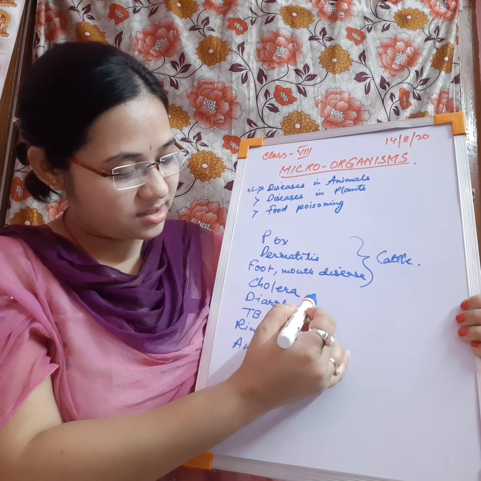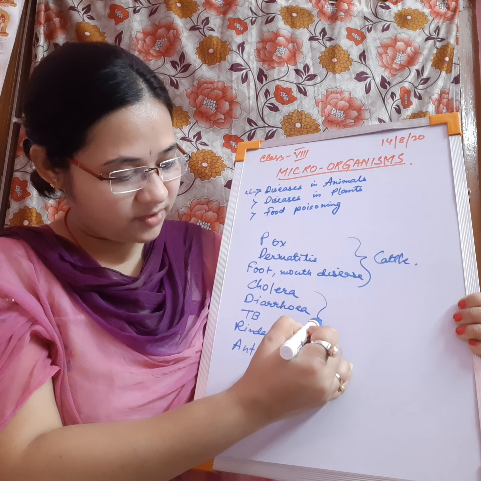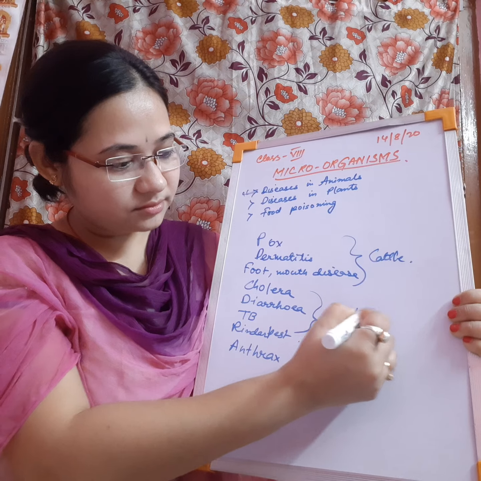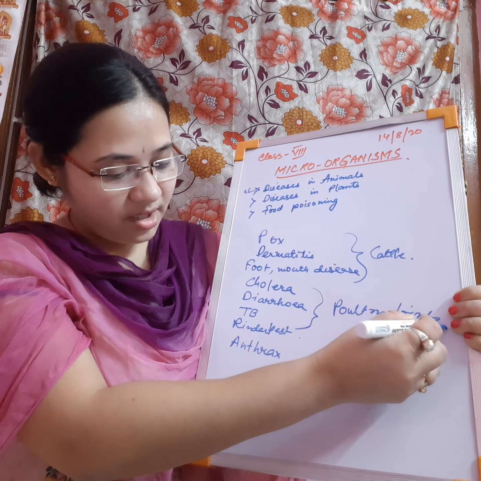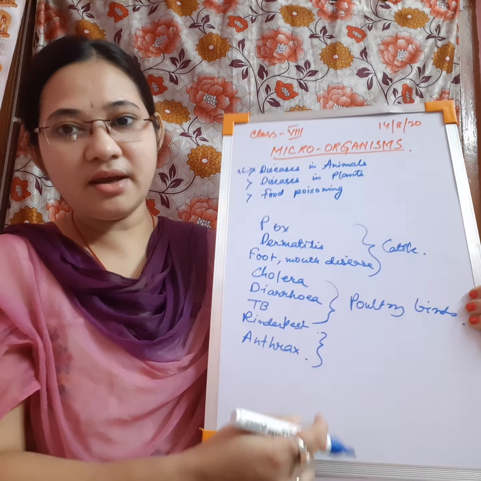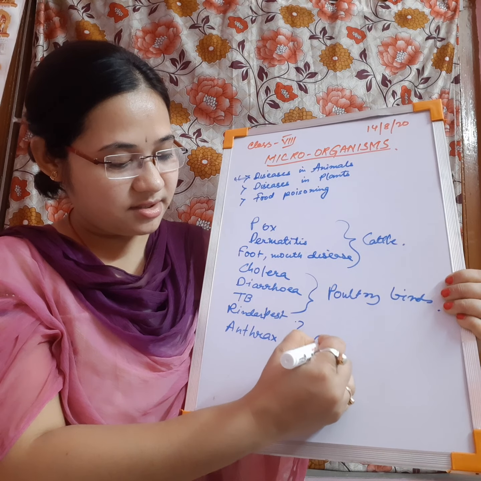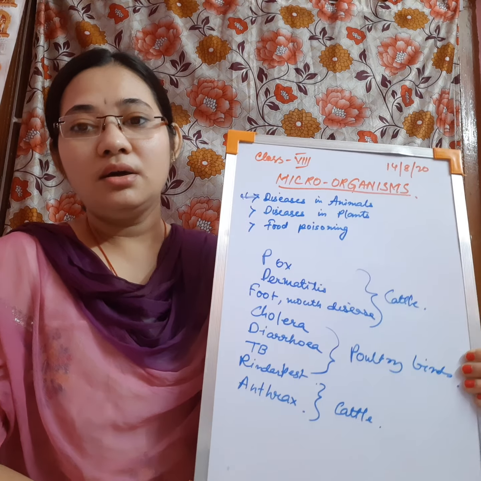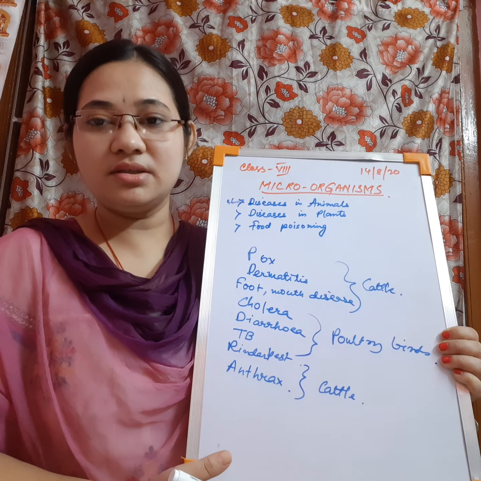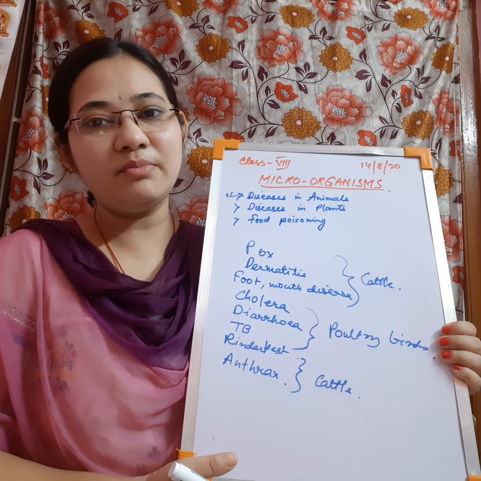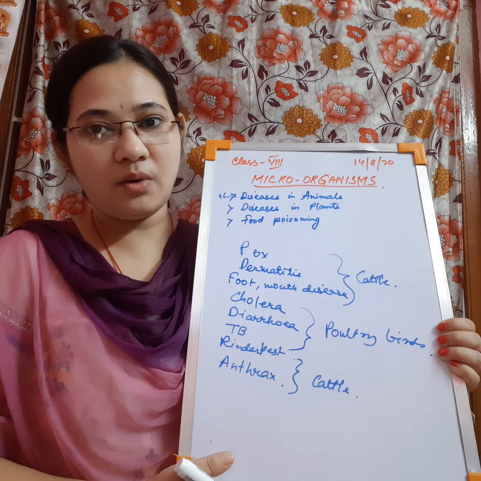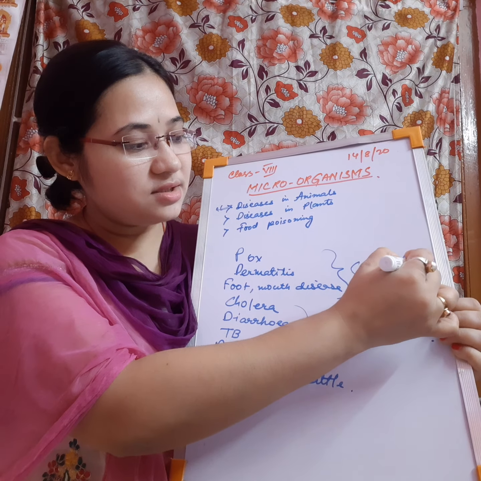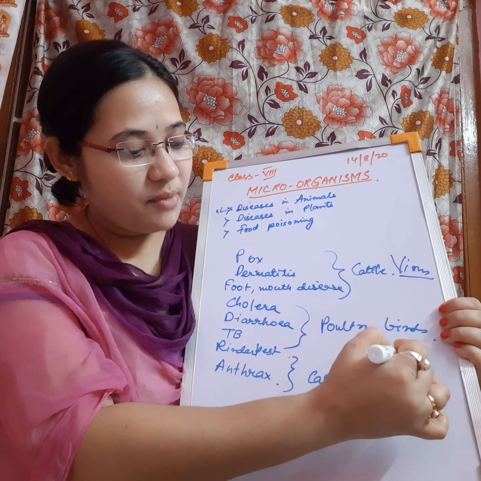Certain other types of diseases like cholera, diarrhea, and TB are seen in poultry birds. And rinderpest and anthrax are seen in cattle. That means there are different types of diseases caused in different types of animals, some domesticated animals that we keep at home or farm people take care of. Some diseases are caused by viruses and some by bacteria.